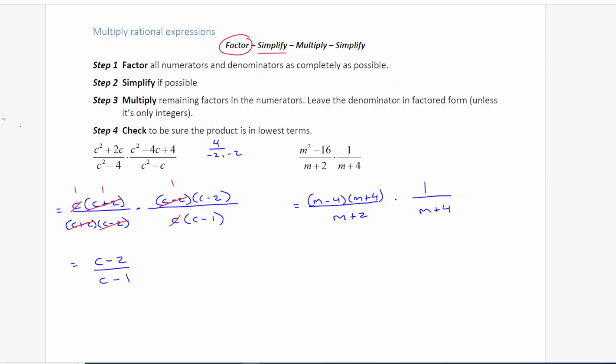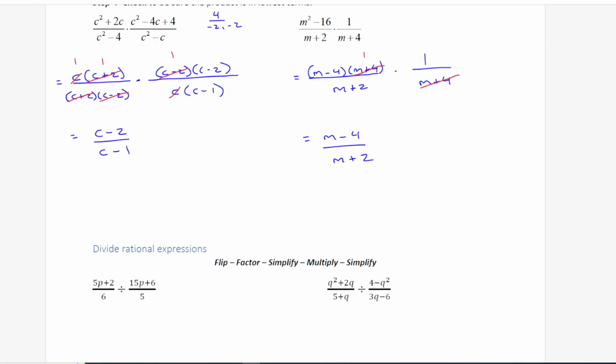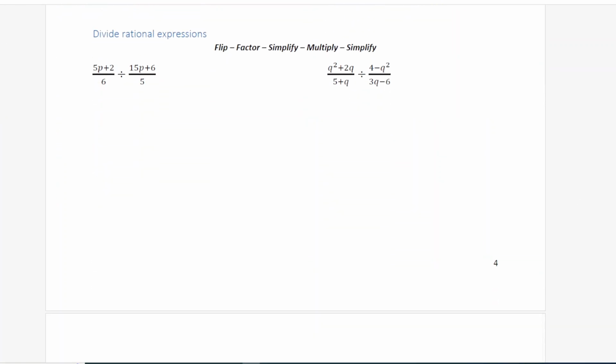So for this one, the only thing that I can simplify is the m plus 4 divided by m plus 4 is 1. And then again, multiply across. I'm left with m minus 4 over m plus 2. All right, that is multiplying, but we're going to continue on to dividing because dividing really is multiplying with just one additional step.